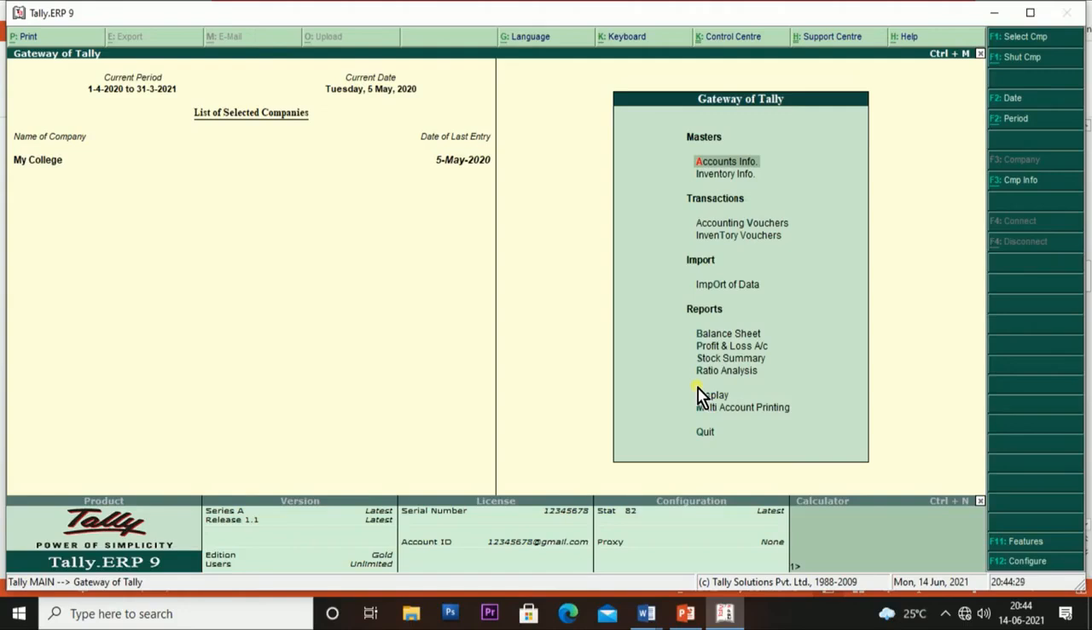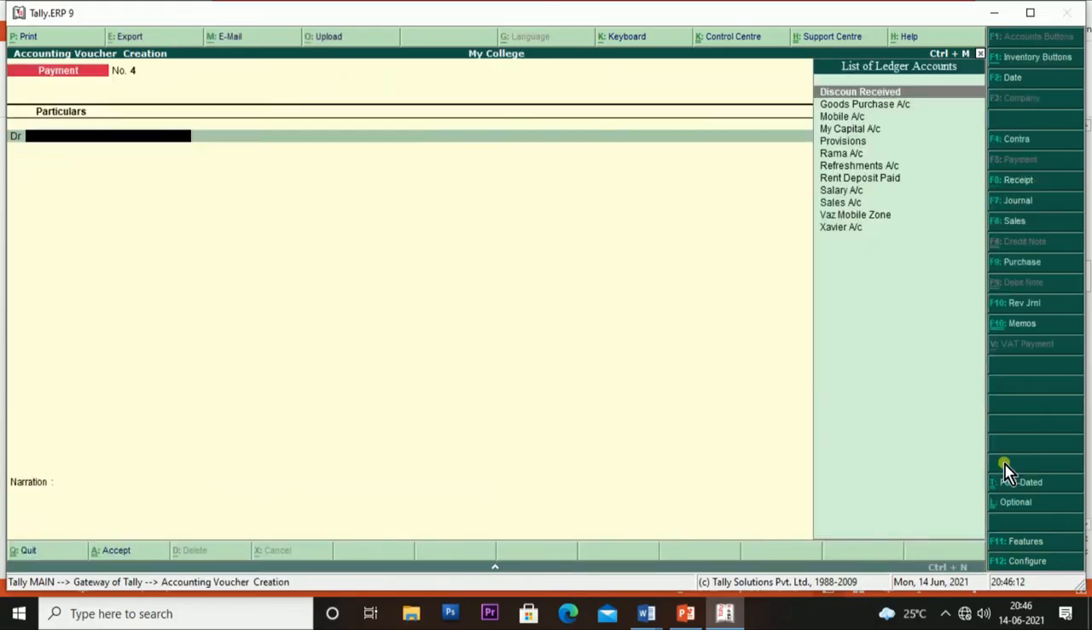Dear students, today we will continue with the demo of some other vouchers, that is optional vouchers, reverse journal, and post-dated vouchers. Okay, I'll show the demo first and then we will continue with the next concept. In the accounting voucher, there is a button reverse journal.